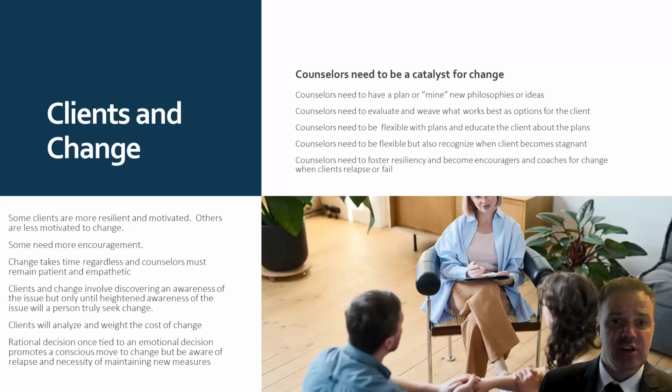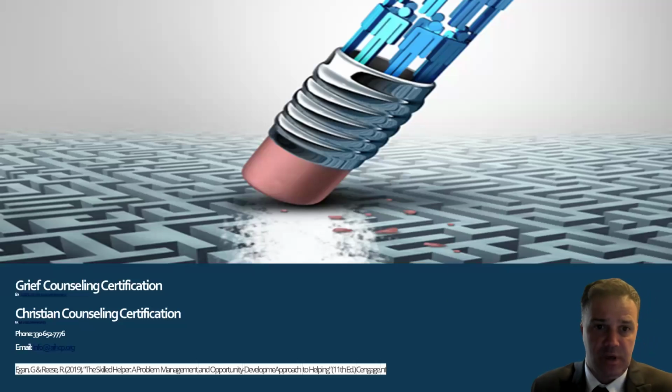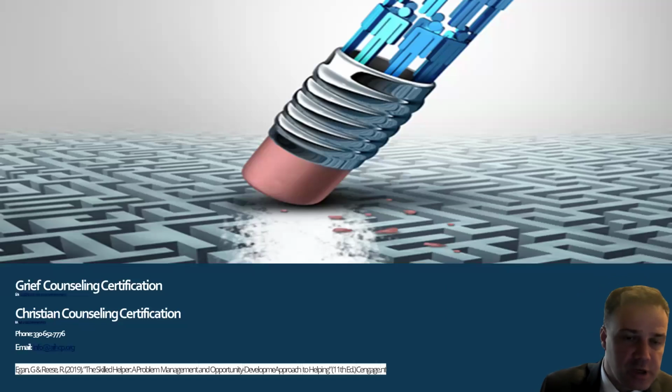Now, in the final phase of change, the action phase, it's up to the counselor to help the client move forward and not become stagnant, and to also foster resiliency and become encouragers and coaches for change when clients relapse or possibly fail. So if you are working with an individual, you're going to be using the various micro skills discussed in the various videos, but the problem management model is an excellent blueprint to look at as you work your way through all the other minor, many, numerous details that go with a particular client.